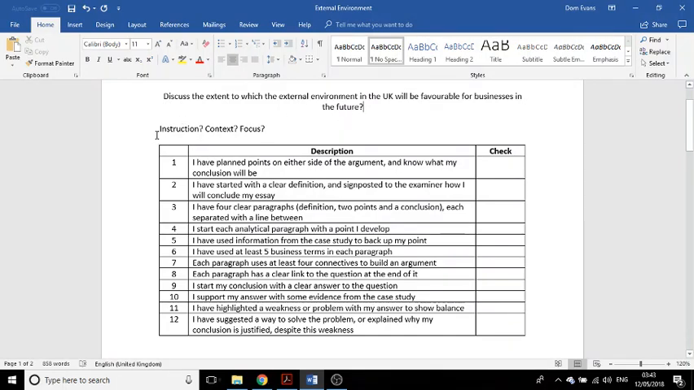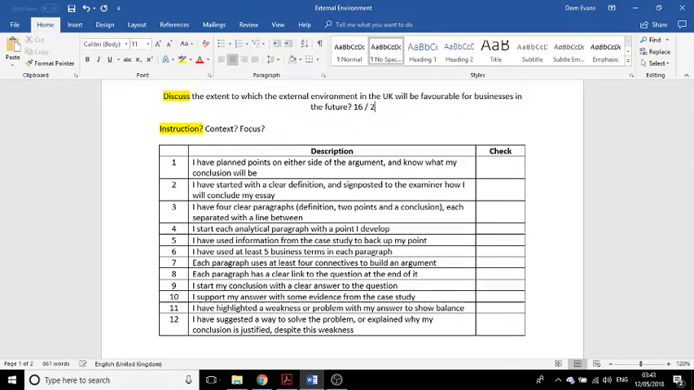So the first thing to do when you get a question is just think really clearly, what am I being asked to do? And you can break a question down into the instruction, the context, and the focus. So if we have a look at the instruction, well, in this case, the instruction is discuss. And that means we need to come to a conclusion and evaluation.